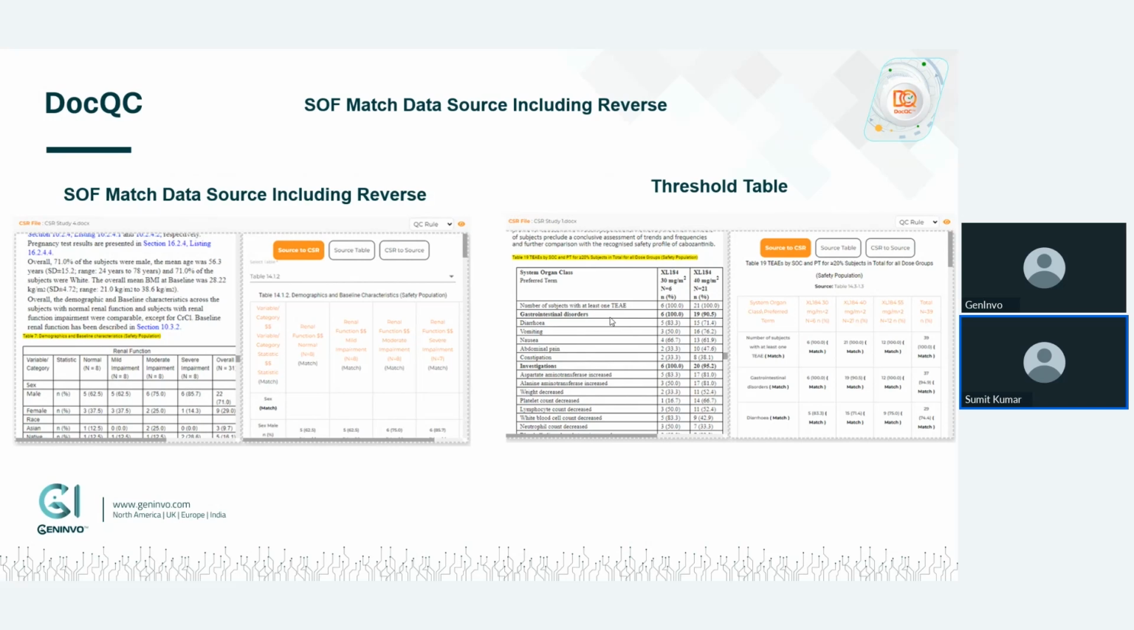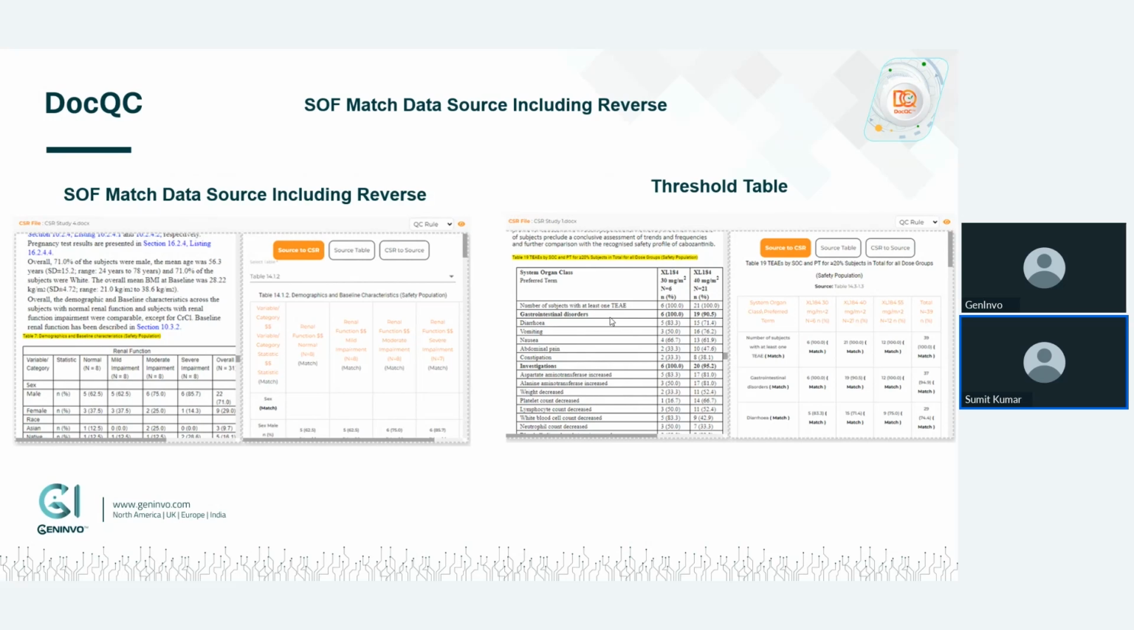And it is not like that it's one table or two tables. In a clinical trial, there is a number of tables that have been developed by the programmer statistician and put into the CSR as evidence of the status of the clinical trial, or how the clinical trial is going on. So the DocQC tool can extract the tables, do the comparison, and highlight if there is any mismatch, so that the medical writer can do the correction immediately.